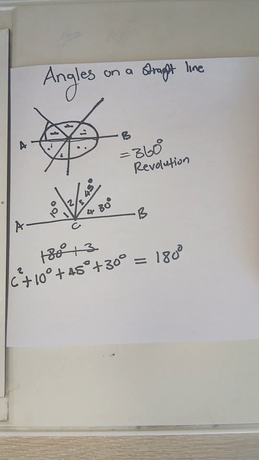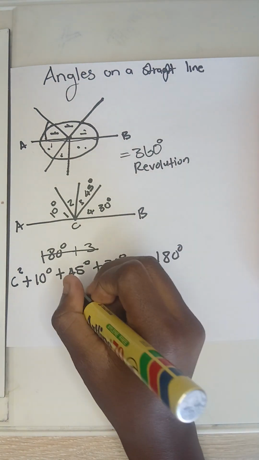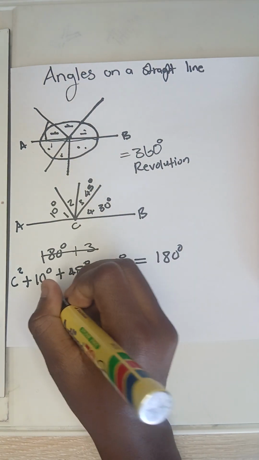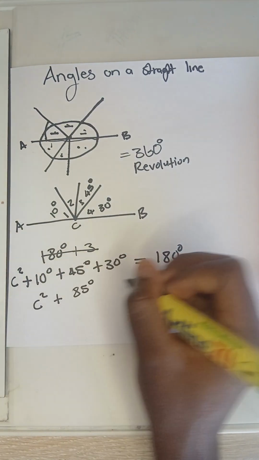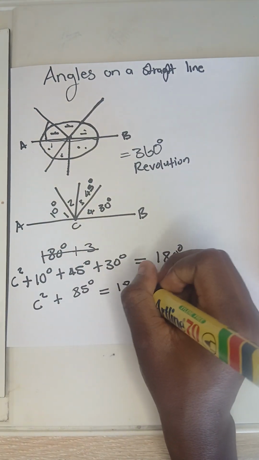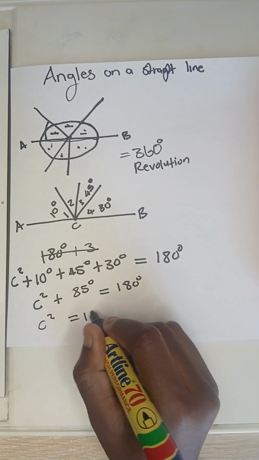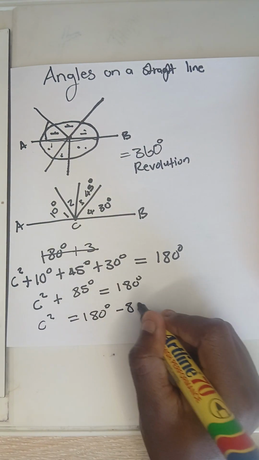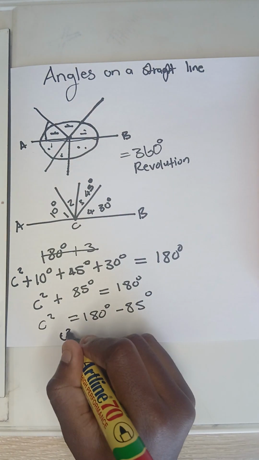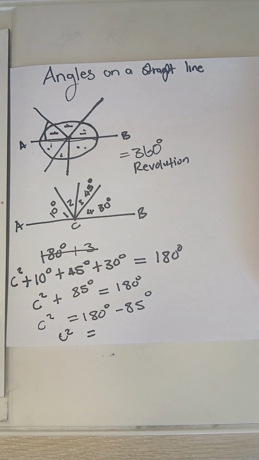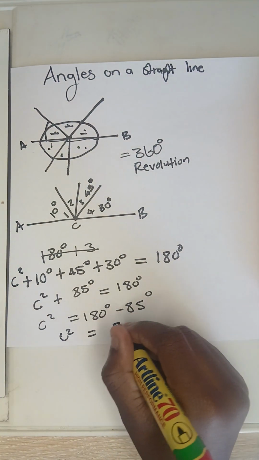So it's 85. 30 plus 45 plus 10 is 85. In order to avoid mistakes, use your calculator, guys. Sometimes we don't fail because of not knowing, but because of the wrong answers. So 180 minus 85 is equal to 95 degrees.